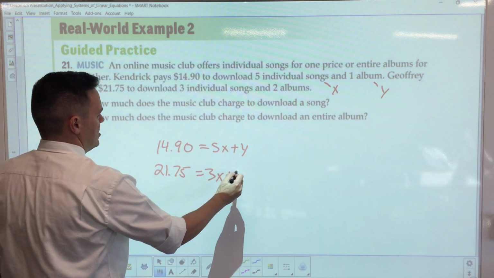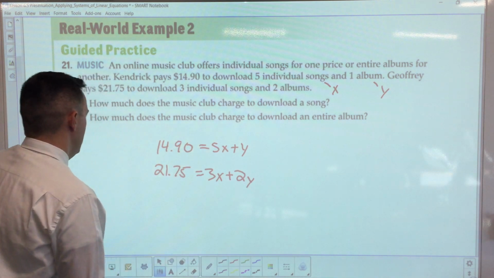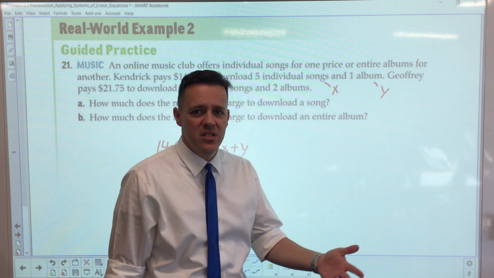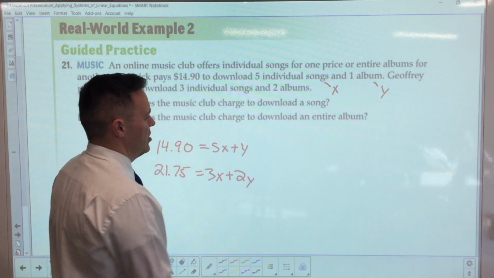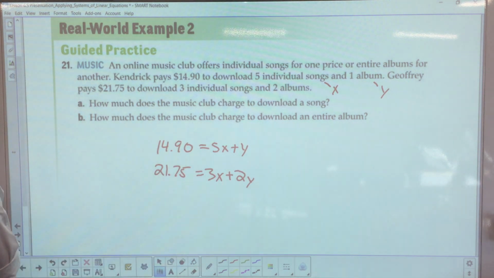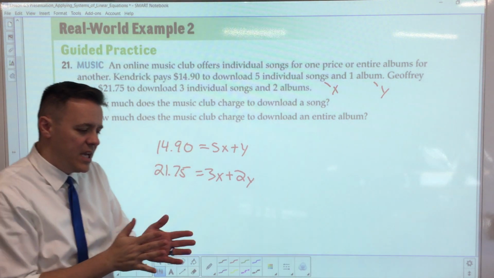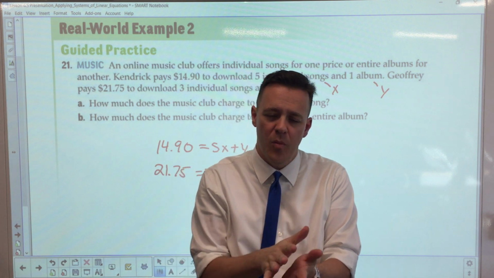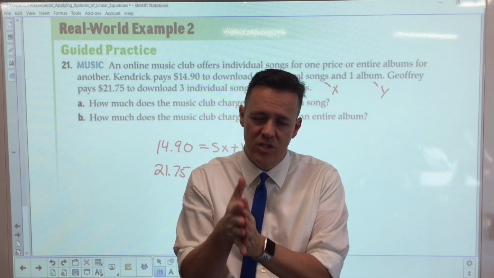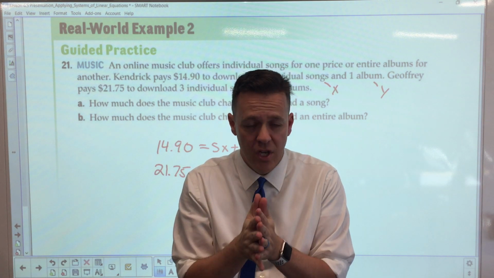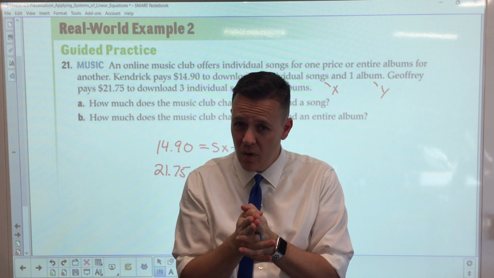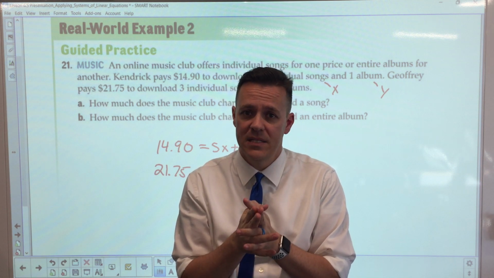3x plus 2y. How much does the music club charge to download a song? And then how much for their entire album? Well, remember, x is song, y is album. Where they cross, that's your point. That would be your answer. Within the context of this lesson, ladies and gentlemen, in the homework, it's required that you please turn the written word into an equation. Then you can graph it to get the answer. Be smart about it. And if you struggle, please come see me before we take this test.